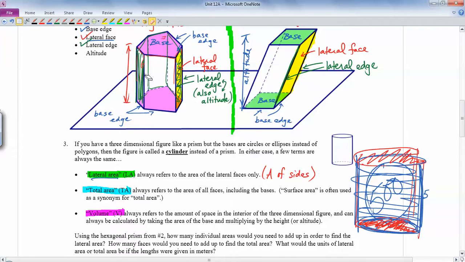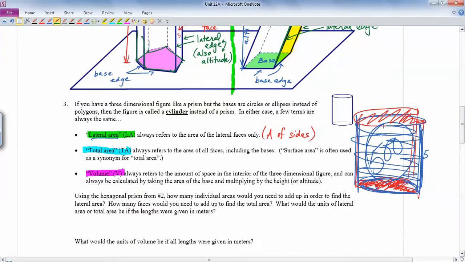Now, it's much easier to count them if you just do this. Look, each one of these has a face coming out of it. So there's 1, 2, 3, 4, 5, 6 faces all coming up out of those sides. So 6 for lateral area. Lateral area equals area of 6 sides. To find the total area, well, that would be the lateral area, that's all 6 sides, plus the area of the 2 bases.